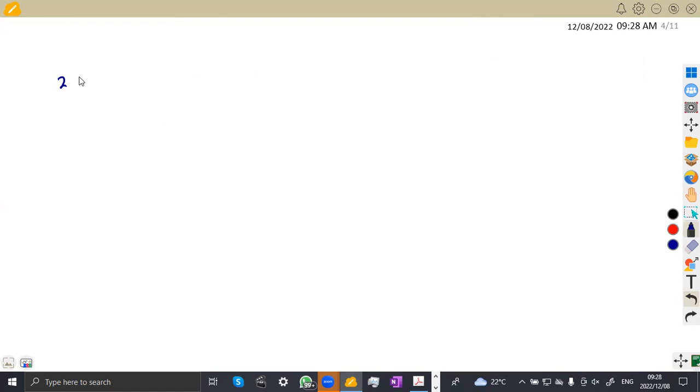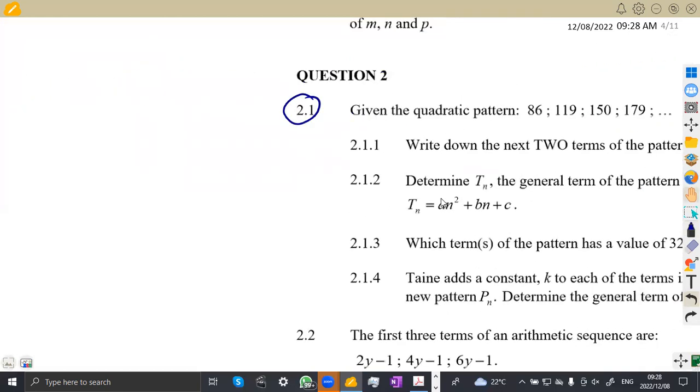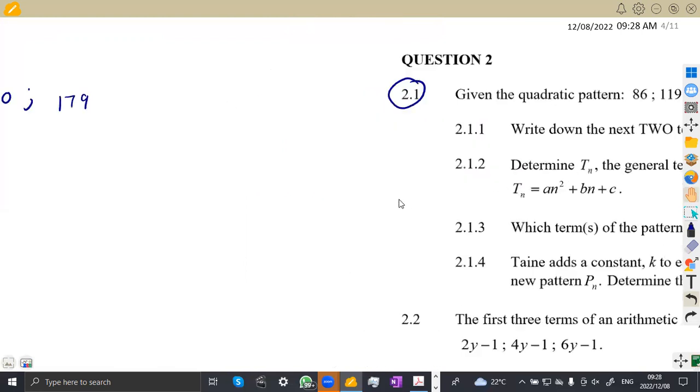Okay, where is my marker? All right, so it's 2.1. We are given 86, followed by 119, followed by 150, followed by 179. All right, so these are the numbers that we had, up to 179. So we need the next two terms.